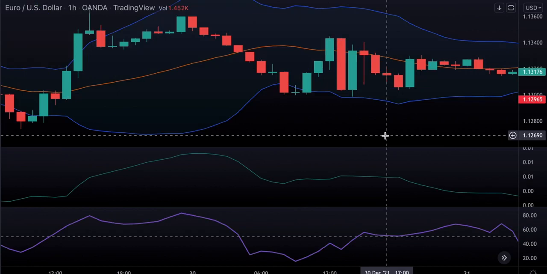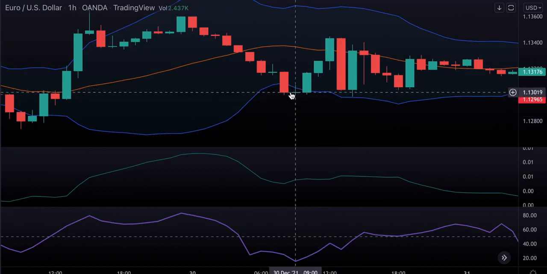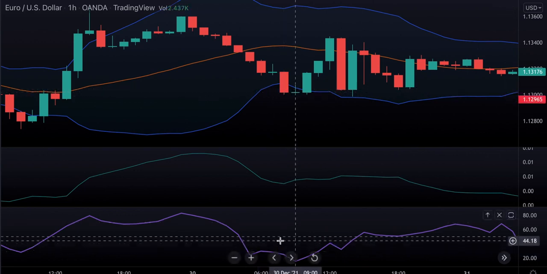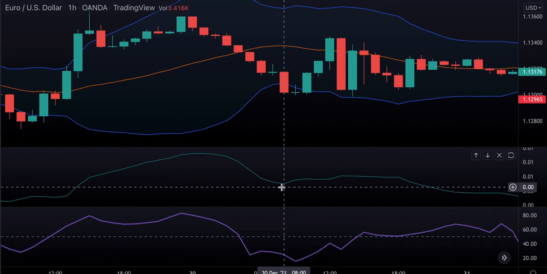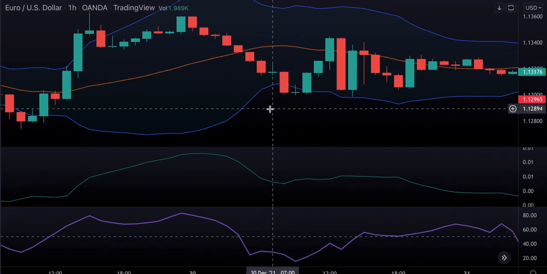Here's another short trade we would have skipped. So we had a breakout, bearish candlestick just crossed and closed below the Bollinger Bands. We had a money flow index sitting below 50, but our line is pointing downwards. So this wouldn't be a valid signal either.